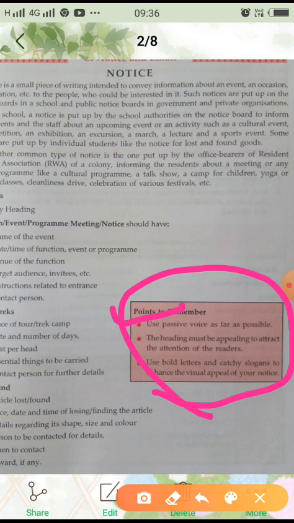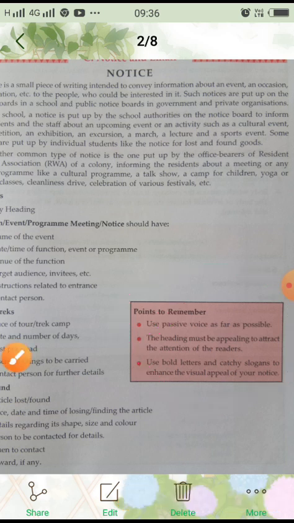And second is that the heading must be appealing to attract the attention of the readers. So what is given is that the heading must be appealing, that is the first heading that you will write has to be very attractive.